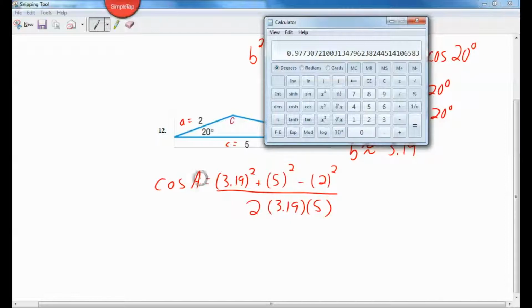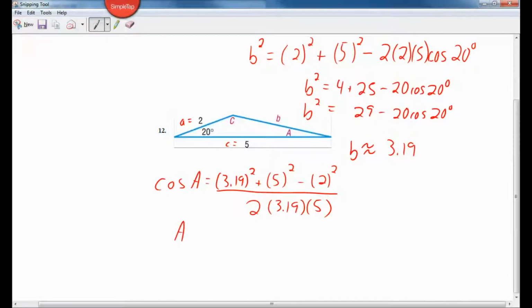So to find the degree, I have to do inverse cosine, or on a lot of calculators, it's second cosine. And I got, if I round this to 2 places, 12.23 degrees. Is that what you got? All right, good.